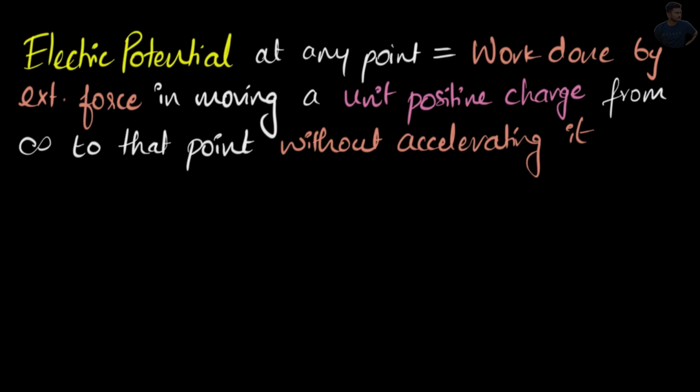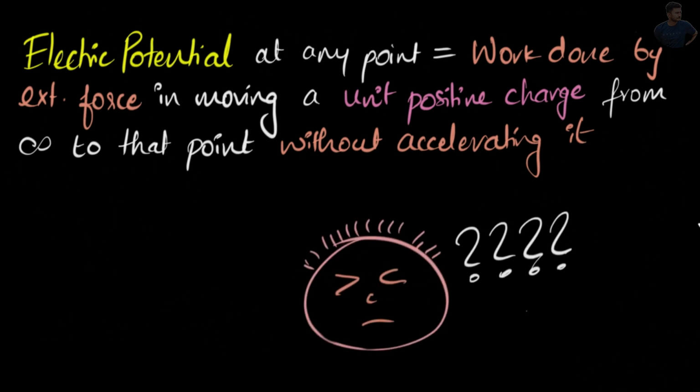Just when I thought I understood positive and negative electric potentials, I looked at the textbook definition and, my goodness, it had such big words: work done by external force, unit positive charge, infinity to that point without accelerating. And I was like, oh my God, what is this? This looks so different from what I understand.